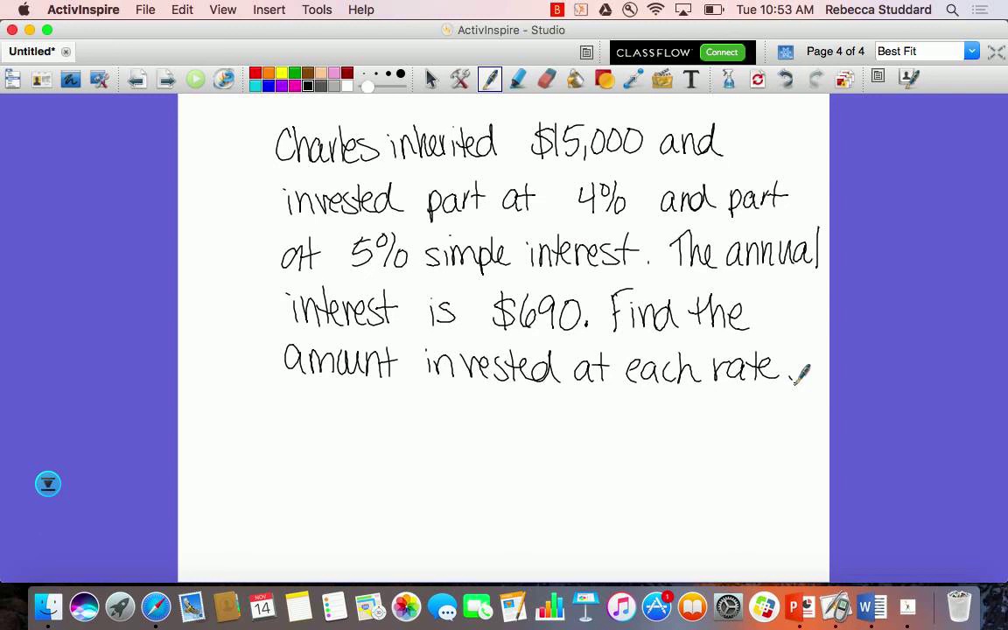So our X and Y, what will it be? X is the amount at 4%, and Y will be the amount at 5%. Since that's what we're asked to find, we're asked to find the amount invested at each rate. So X will be one of those rates, Y will be the other rate. Can anybody come up with an equation to show me either the one about the 15,000 or about the 690?